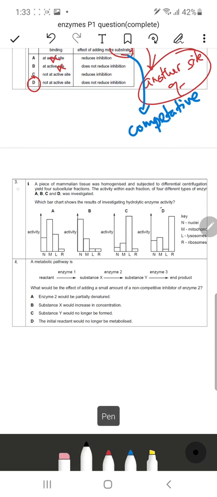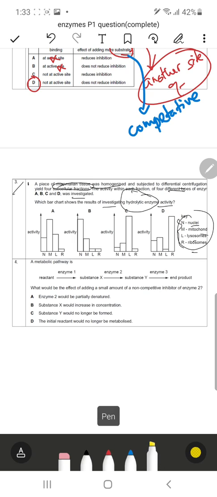Okay, so question number 3. It says a piece of mammalian tissue was homogenized and subjected to differential centrifugation to yield 4 subcellular fractions. The activity within each fraction of 4 different types of enzymes A, B, C, D were investigated. Each bar chart shows the results of investigation of hydrolytic enzyme activity. So here we can see the key where they have given us the cell organelles which they have investigated. First there is nuclei, then mitochondria, lysosomes and ribosomes.